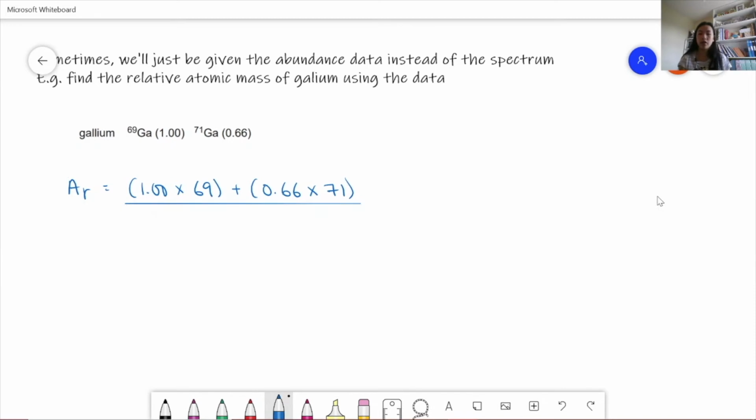And this is all over 1 plus 0.66, which gives us 69.80. So basically we're working out an average of what the atomic mass is. So we're basically weighting it up, because we've got quite a lot of this 69 and not as much of 71. And so that's why the Ar will be closer to 69 compared to 71.